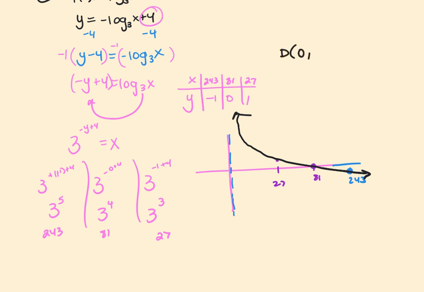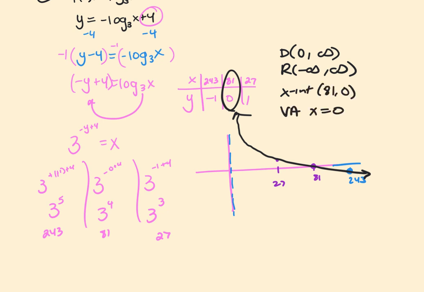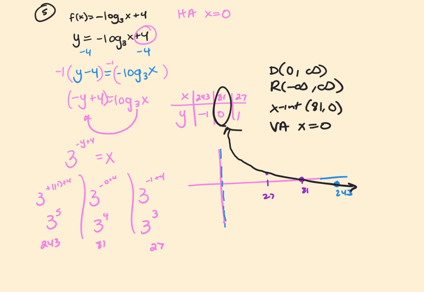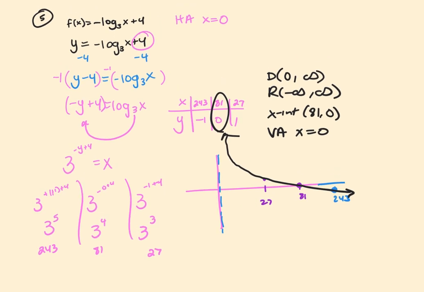So the domain is 0 to positive infinity. The range, because it's a log, all real numbers. The x-intercept is 81, 0, and your vertical asymptote was at x equals 0. So again, if you wanted to plug in smaller numbers, we're talking smaller numbers by way of the y. So I could plug in negative 2. I could plug in negative 3. I could plug in negative 4 if you wanted to see it come back up. But as long as you understand that that curve is coming up when it gets closer to that asymptote, you don't need to plug in those points.